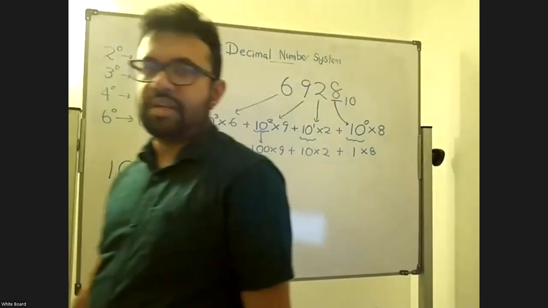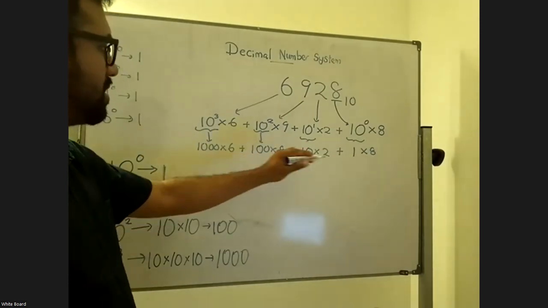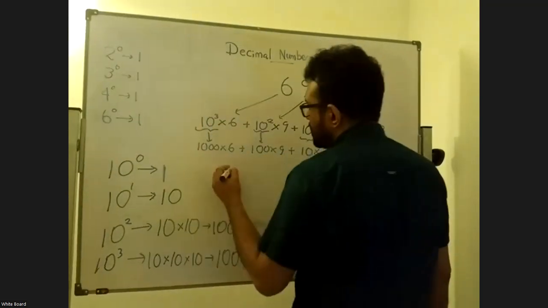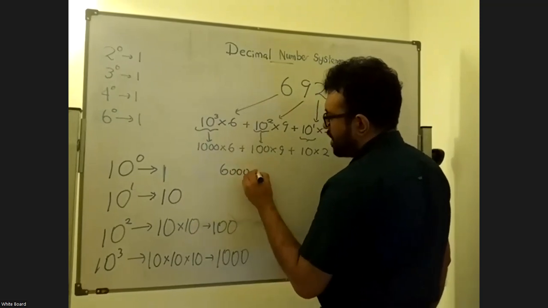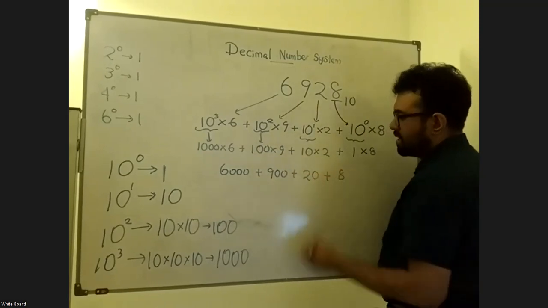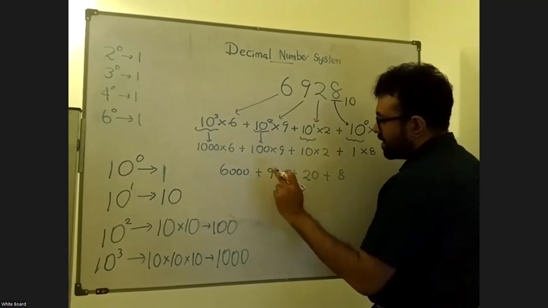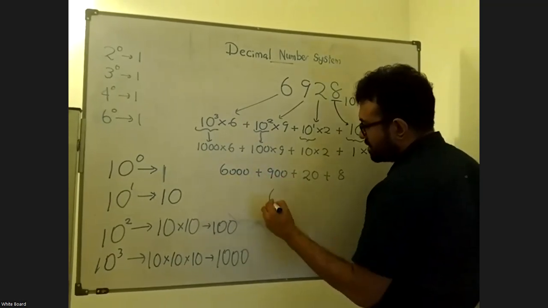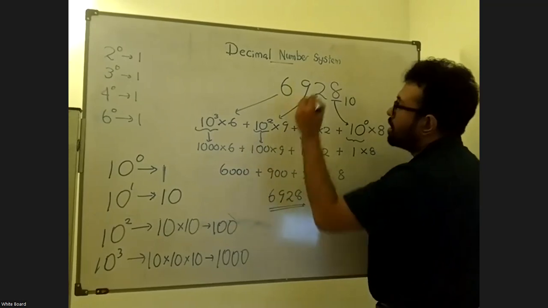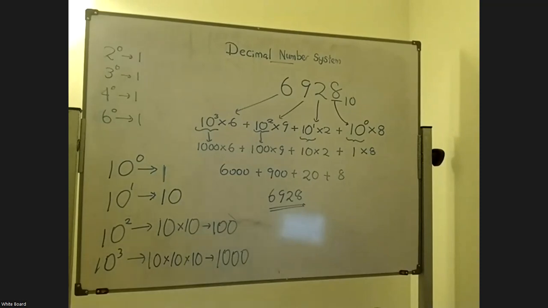up to this point, did you understand? Deandra? Yes, sir. Okay. So now it is a matter of just doing this simplification afterwards. So this is going to be 6,000 plus 900 plus 20 plus 8. So 20 plus 8 is going to be 28. 28 plus 900 is going to be 928. 928 plus 6,000 will be 6,928. The same value. Write this down now. Okay, sir. Thank you. Okay.